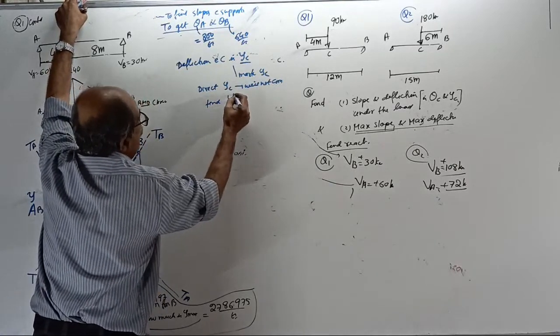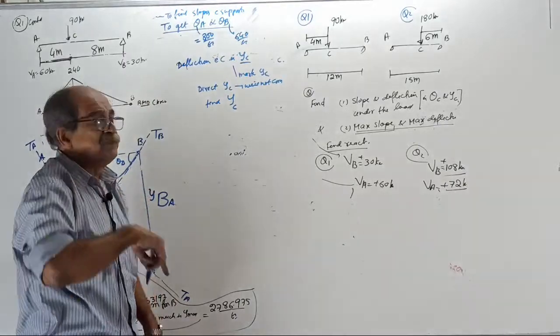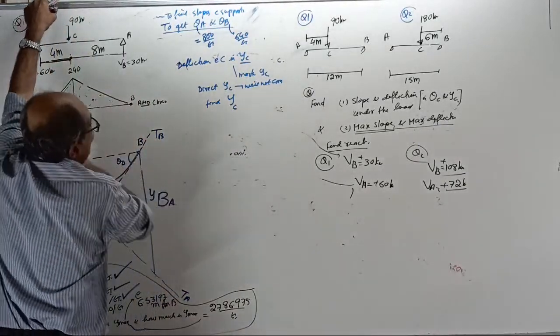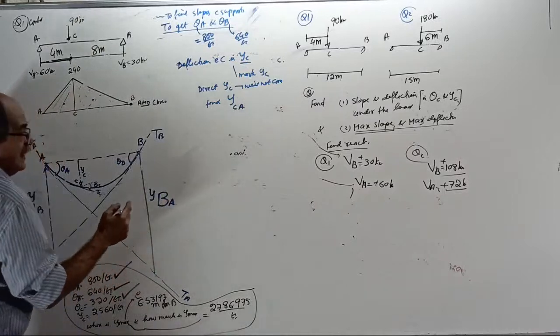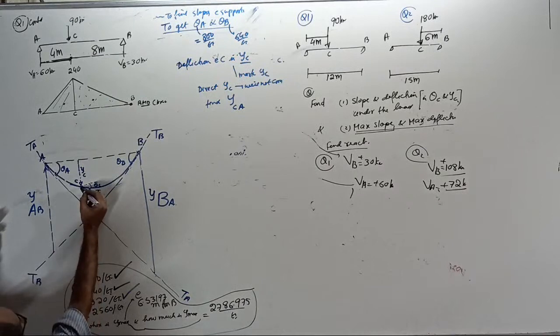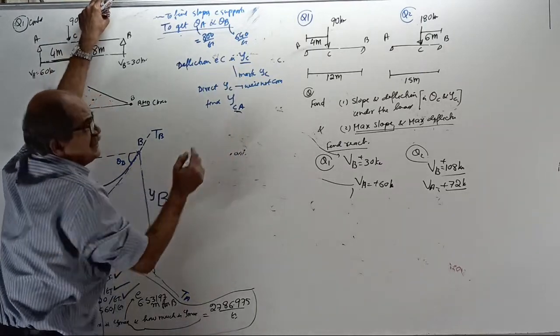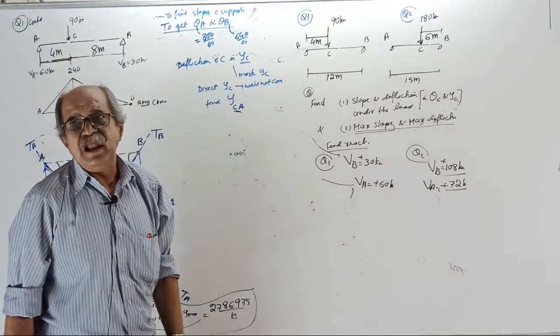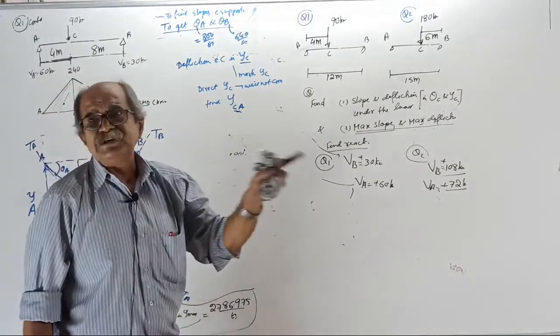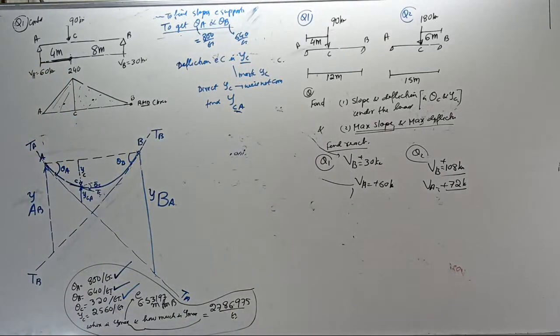Find Y of C with respect to the tangent at some other support. See, this side, Y of CA. I told you earlier, if you want YC, you find this distance. This is Y of C with respect to the tangent at A. Find YCA. This question is YCA. In the next question, find YCB. Clear or not? I will explain the question. Clear?